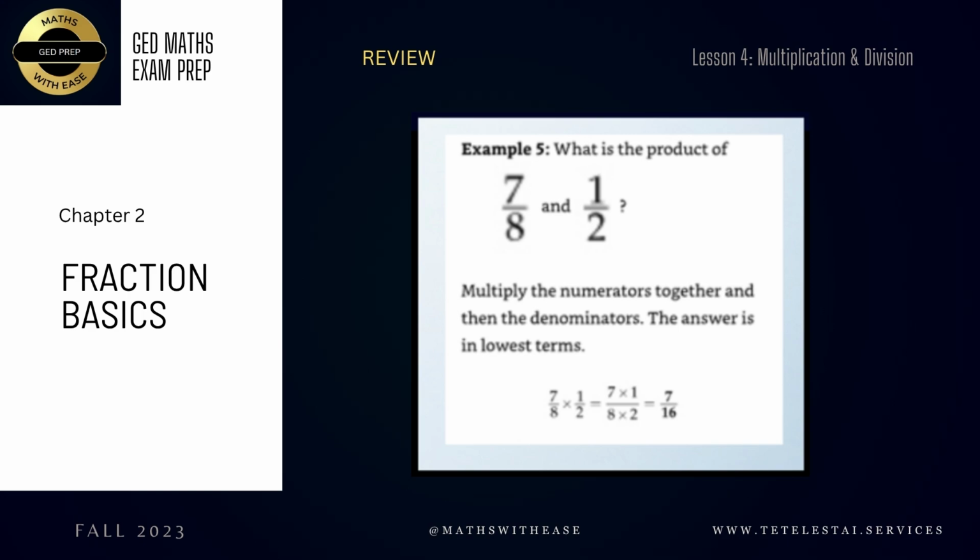It can't be reduced any further. And so we have our answer: 7/8 times 1/2 is 7/16.